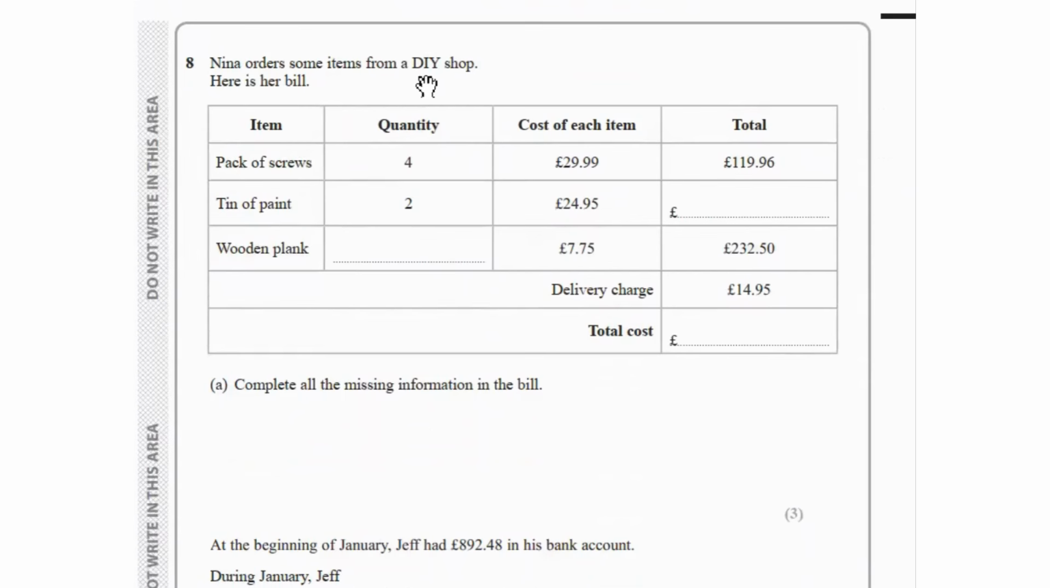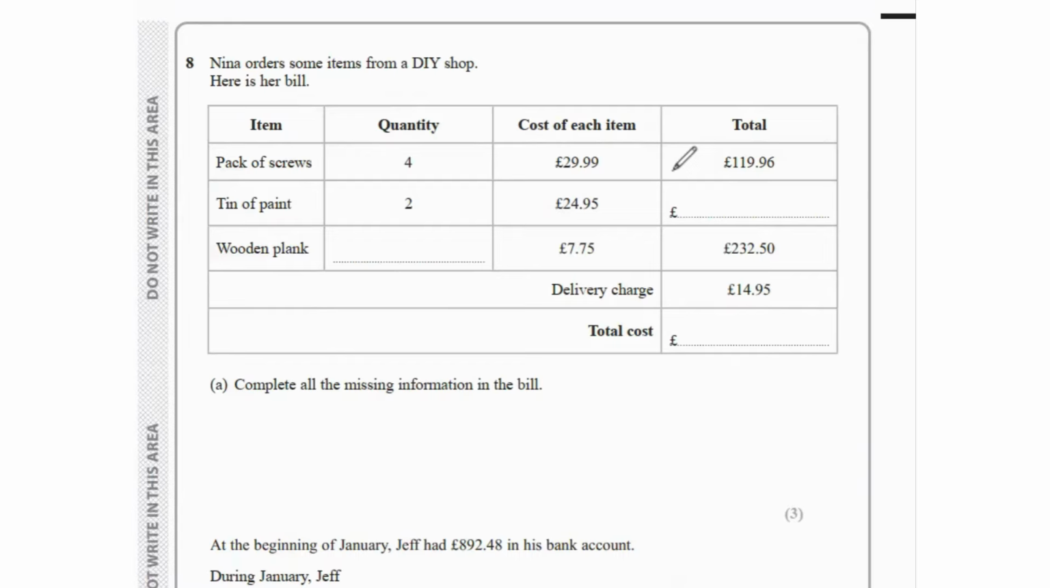Order some items from a DIY shop. Here is your bill. Complete all the missing information in the bill. So this is like a two-way table. So packs of screws, she got 4 packs. Each pack was 9.99. Total was 119.96. Then she got tins of paint. She got 2 tins. The cost of each tin is 24.95.